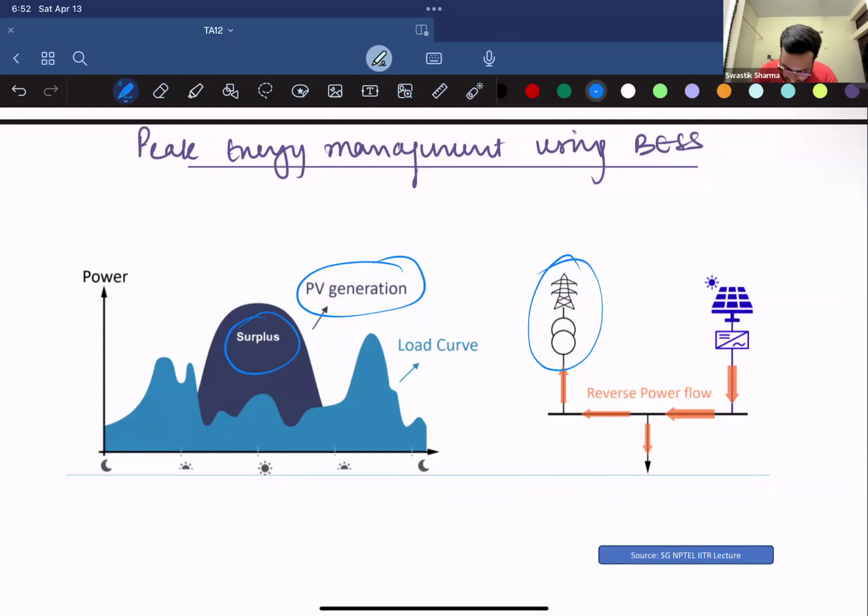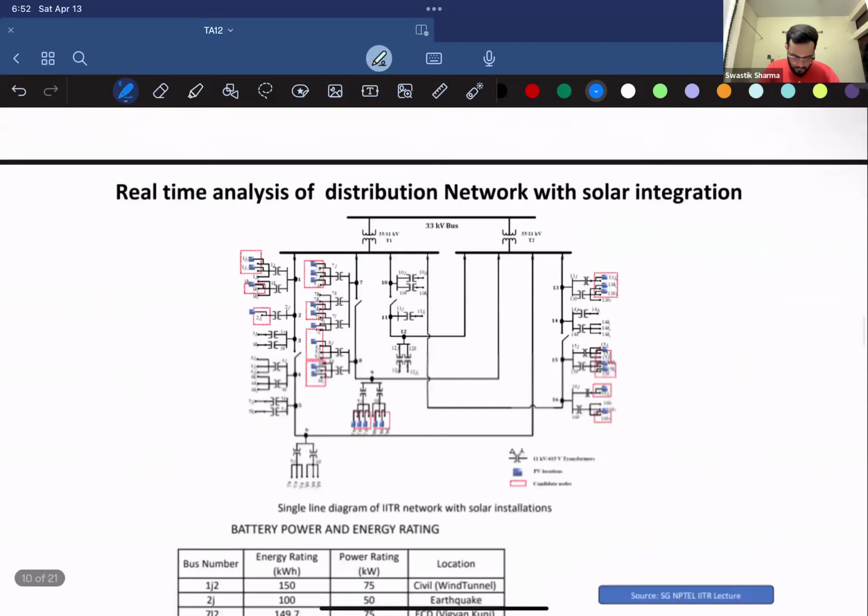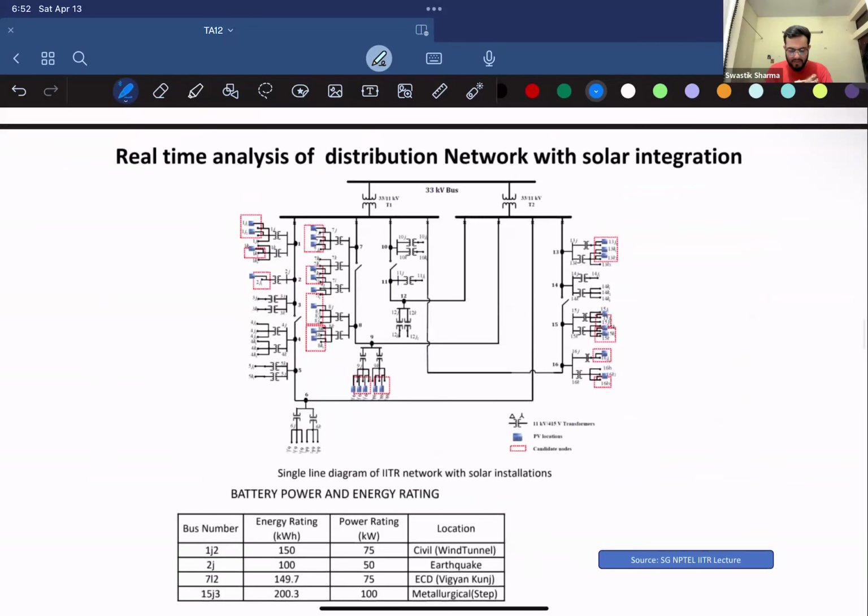And instead of giving this energy back to the grid, which sometimes won't require this much energy, you can have BESS available at your storage side so that you can store this energy in your systems. So through this study, what they wanted to propose was, let's say that in IIT Roorkee, they have this distribution network. They have a lot of solar power available. This is all solar, right?